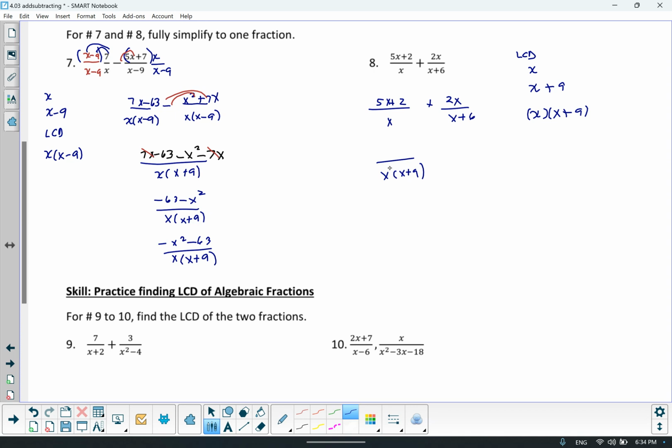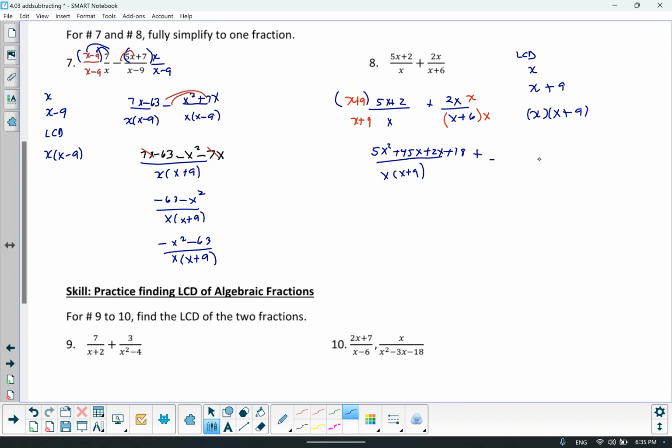What do I have to multiply the numerator by to get x times x plus 9? I'll give you a second to think about it. What's missing? The x plus 9. And from the second fraction, I'm missing an x. So I'm going to have to multiply the numerator out. x times 5x is 5x squared. 5x times 9 is 45x. 2 times x is 2x. And finally, 2 times 9 is 18.